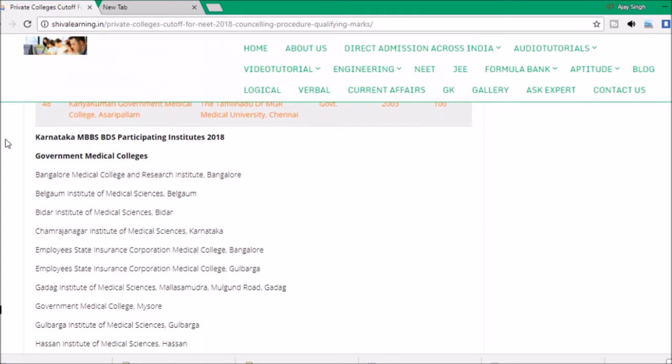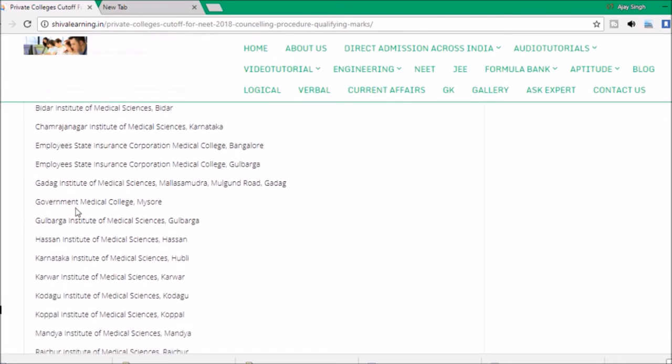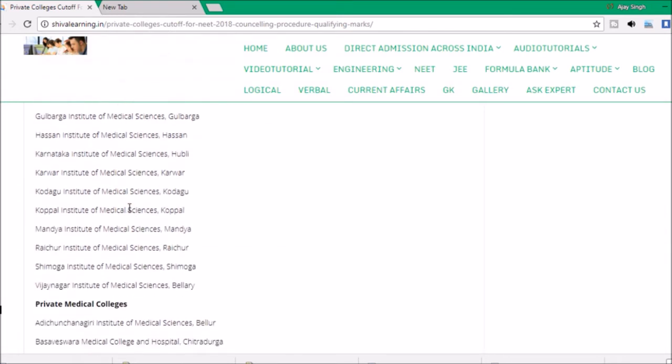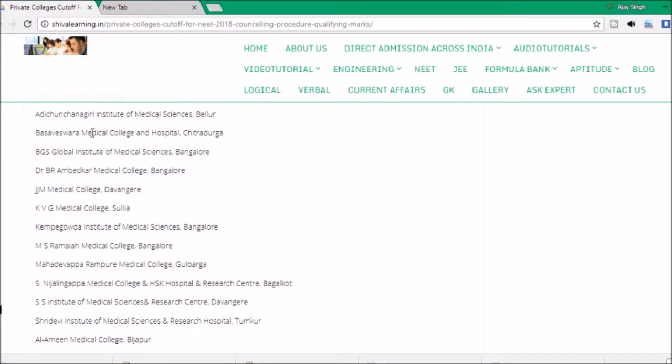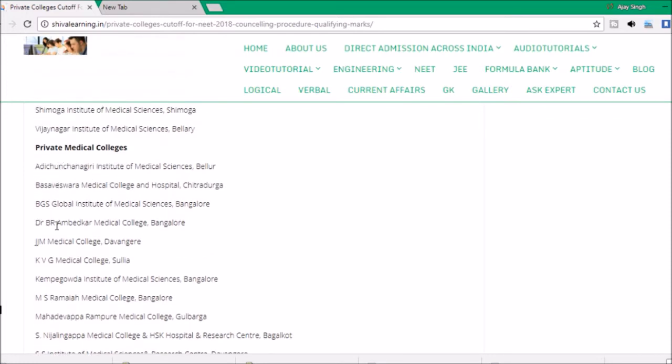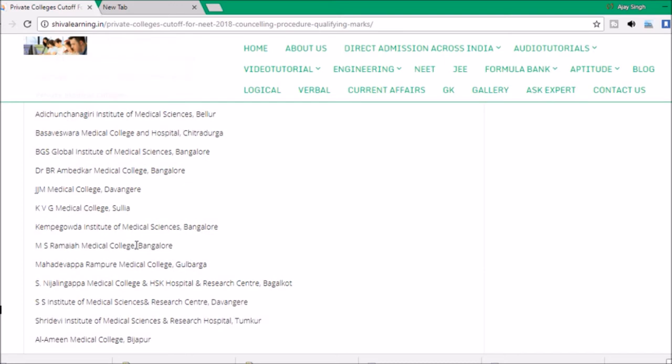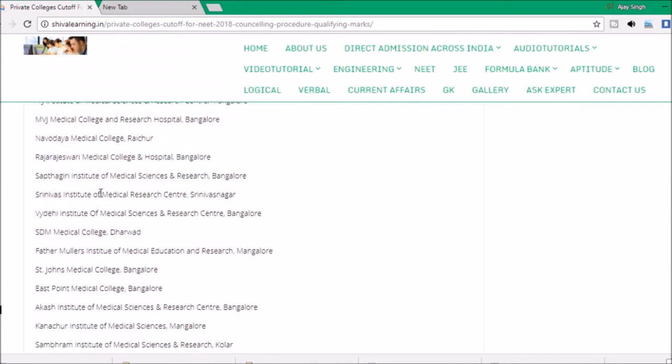And some colleges from Bangalore or Karnataka: Bangalore Medical College and Research Institute, Bangalore, Belgaum Institute of Medical Science, Bidar, and Government Medical College, Mysore. So these are the colleges which come under the NEET, and they are government colleges. And private medical colleges you can see here. Where is MS Ramaiah? MS Ramaiah is a very good college and its fees is also very low. And KVG is there, B.R. Ambedkar is there. So there are lots of medical colleges, okay?